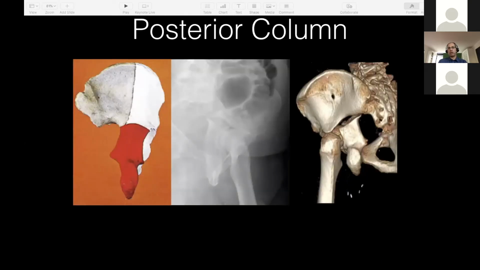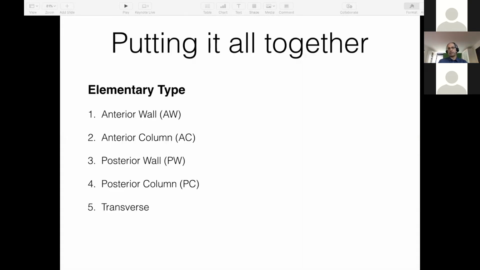Posterior column is shown here in red, and you can see that it includes everything from the bottom of the ischial ramus, onto the ischial tuberosity, posterior wall of the acetabulum, the ischial spine, and extends proximally up to where it meets the anterior column and the ilium at the greater sciatic notch.